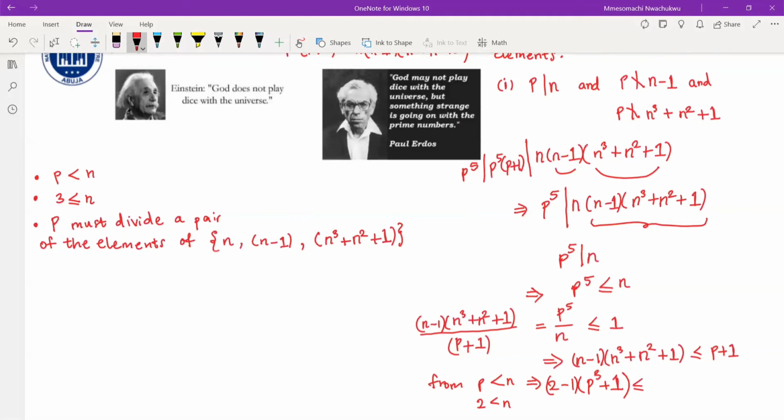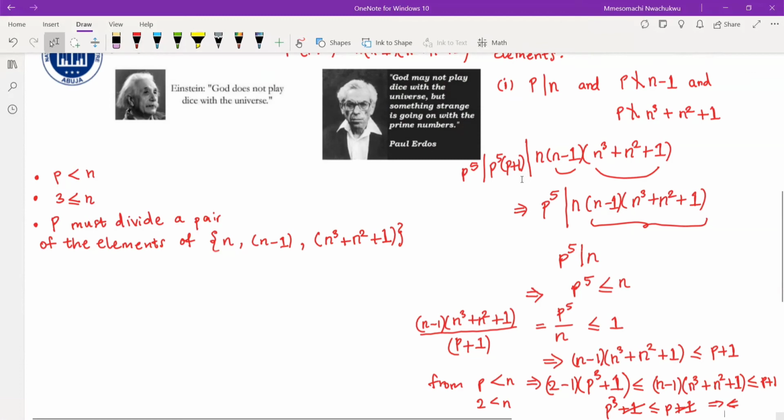So this is less than or equal to n minus 1 into n cubed plus n squared plus 1. And this is less than or equal to p plus 1, okay? So here we have p cubed plus 1 less than or equal to p plus 1. So we cancel out the 1 and we get a contradiction. That's p cubed, so the cube of a prime being less than the prime itself. So this is a contradiction. Okay. So this one gives a contradiction. So I'll just clean this part of the board and then move on.